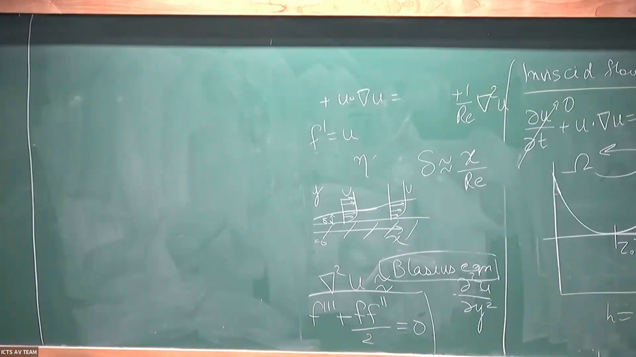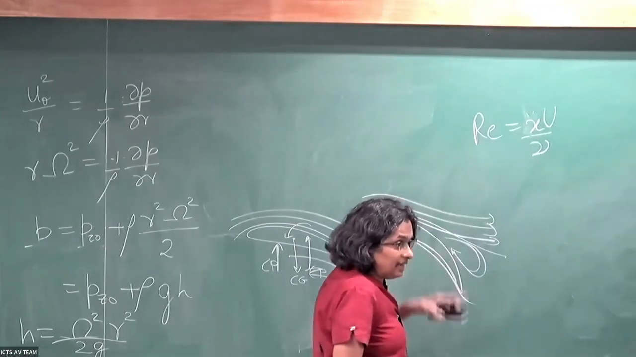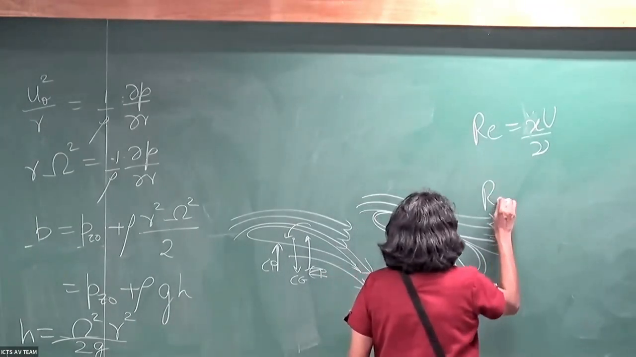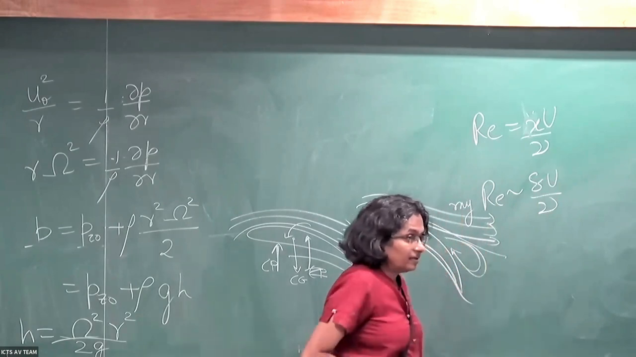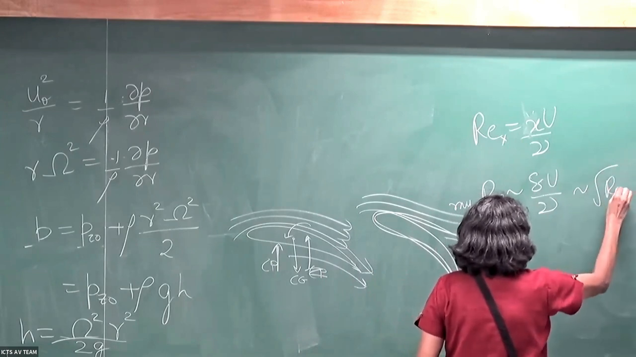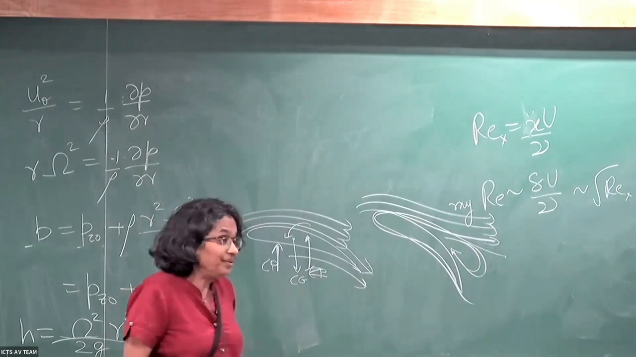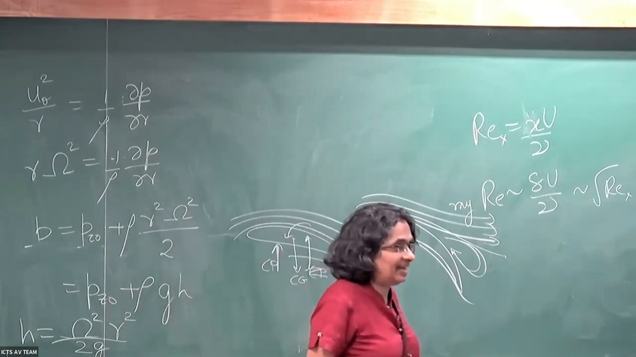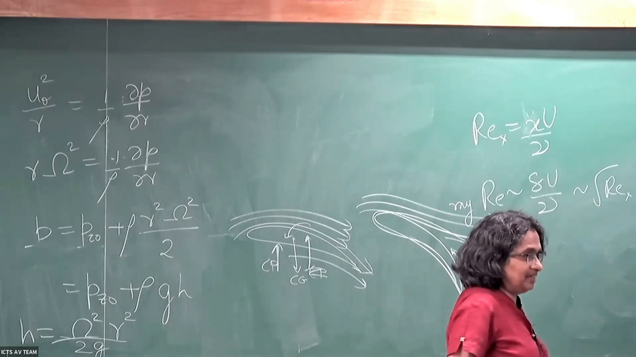Yeah, so if you write the Reynolds number as x u by nu, then it will vary as the square root. But I wrote my Reynolds number as delta u by nu, which is like the square. So this we'll call Re_x, which is proportional to root Re_x. I told you on the first day that I can choose the Reynolds number the way I like, right? So here is an example where their choice is the square of my choice times a constant.